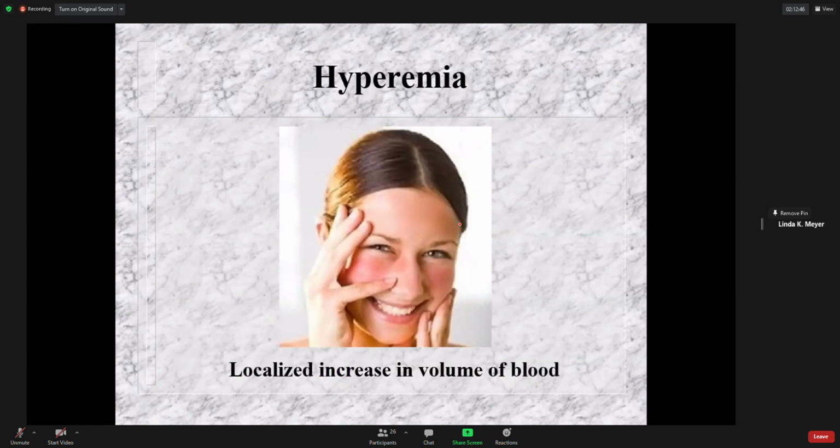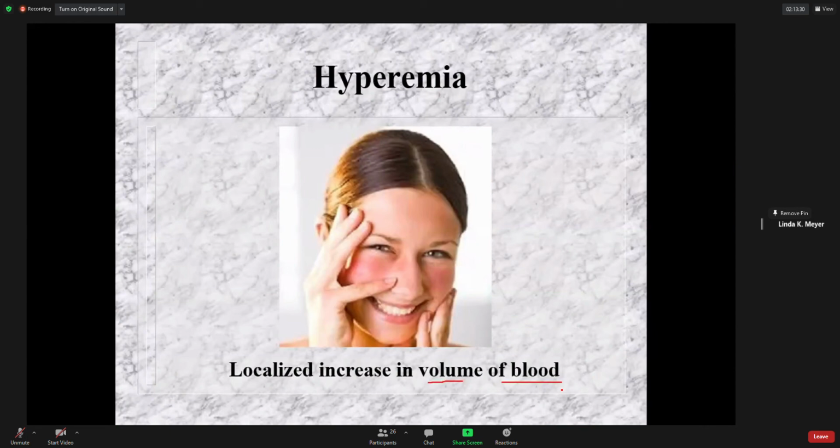Okay. Hyperemia. Hyperemia can be physiologic or pathologic, part of the inflammatory response. It simply means a localized increase in the volume of blood. It can be active, where there's more blood being pumped into the area, or it can be passive, where blood is not outflowing as well, leading to a net increase in volume of blood to an area.